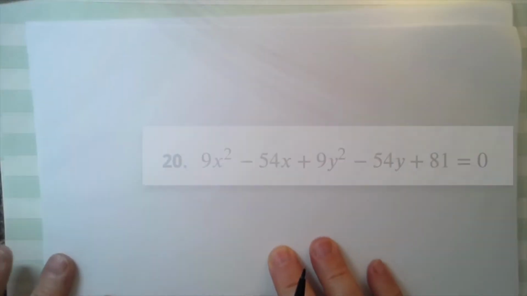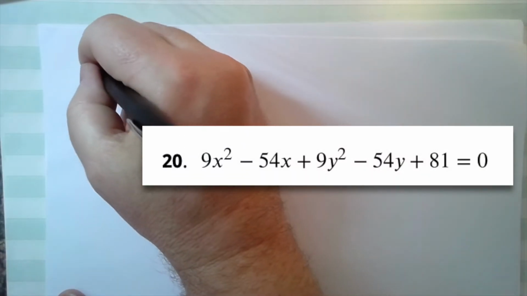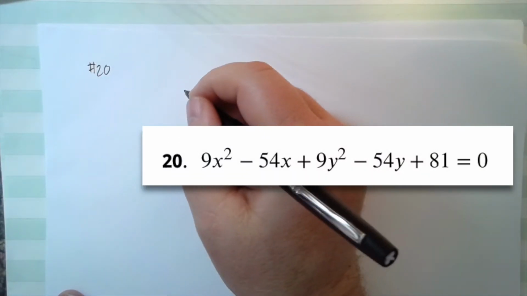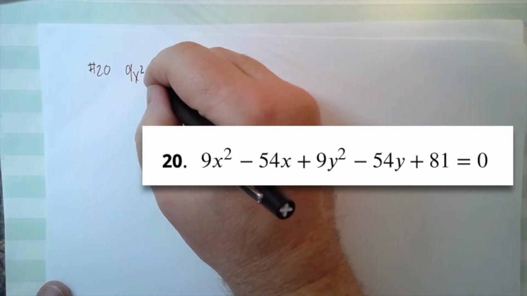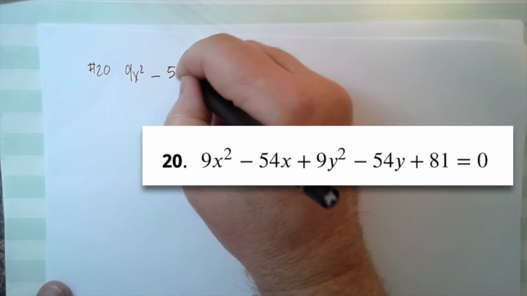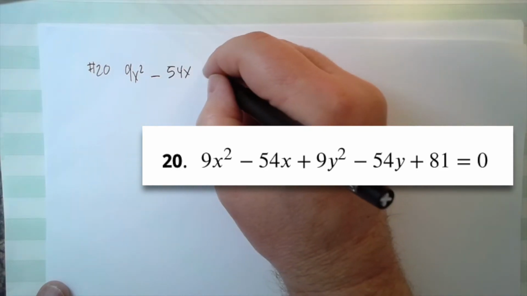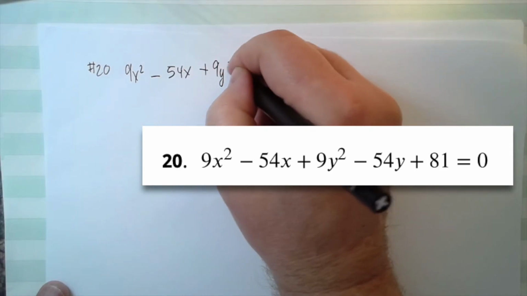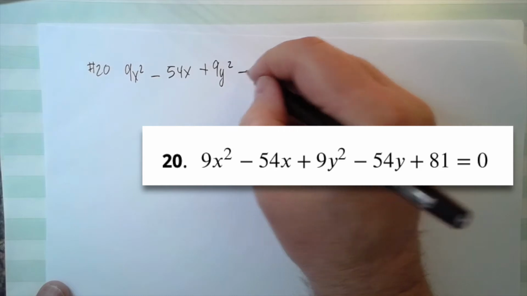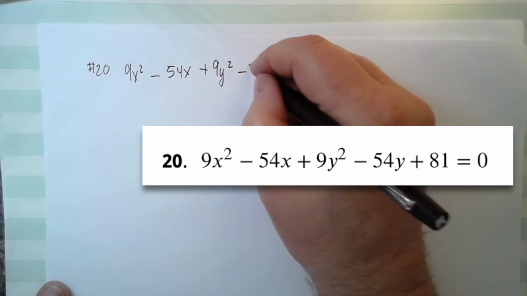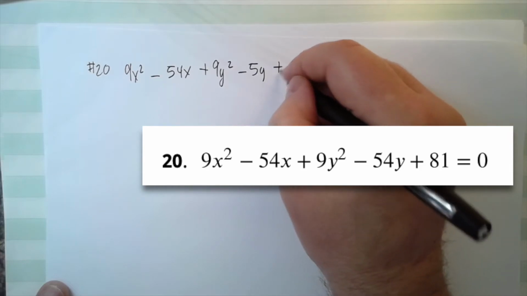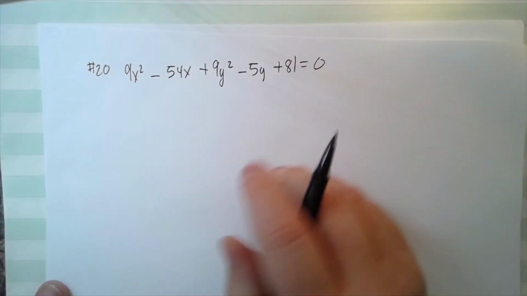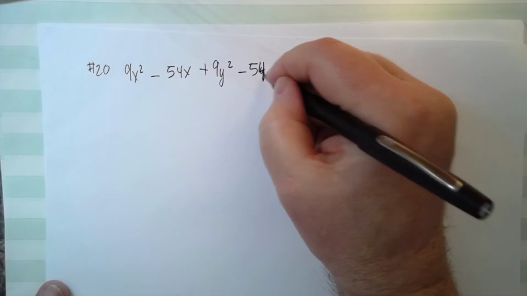Alright, so now let's try this one, number 20, which says 9x squared minus 54x plus 9y squared minus 54y plus 81 equals 0. Oops, I forgot the 54y there.